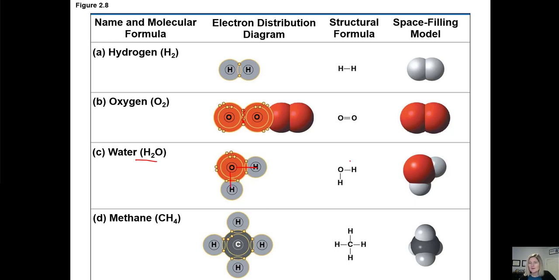So in this case, we have a molecule of water that has 2 hydrogens attached to the oxygen through a covalent bond. And then finally, here's the last example.